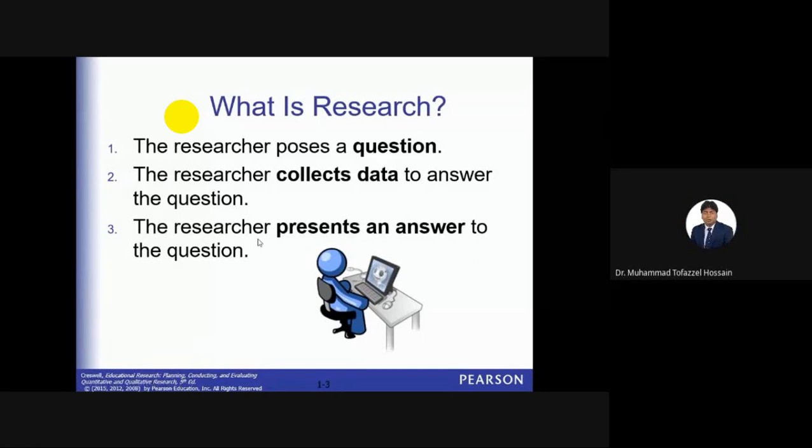So as I told you in the first class, probably, right? That research poses what? A question, right? It starts with a question, it starts with a problem. Question means actually problem. And what is the responsibility of a researcher? The researcher collects the data to solve the problem, means to answer the question.